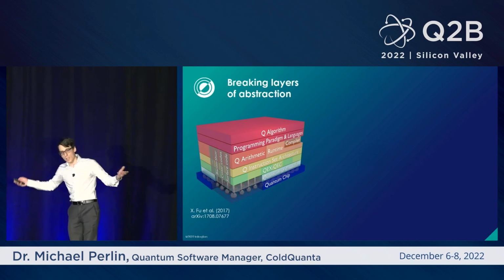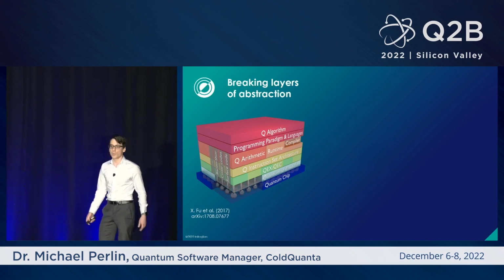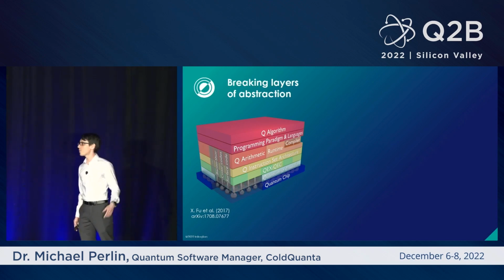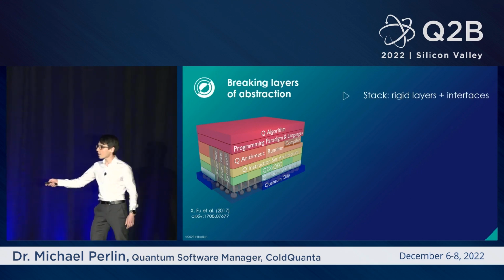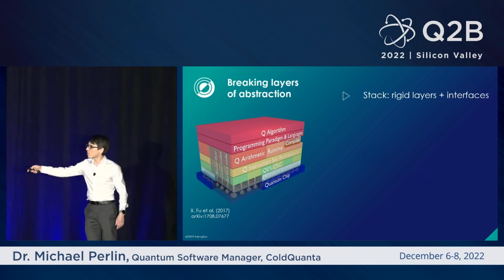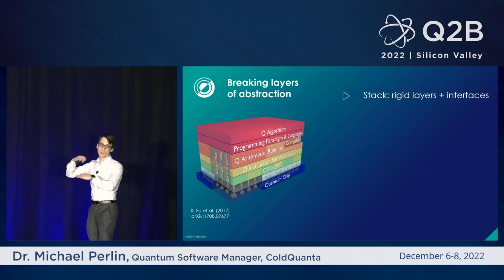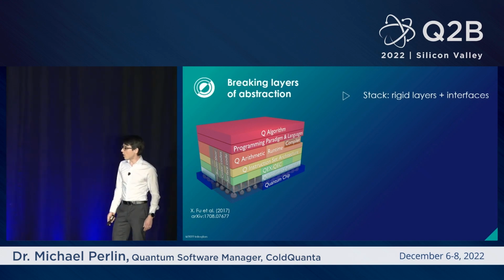So how does it work? What's the basic idea? Well, the basic idea is to break layers of abstraction. Traditionally, software is organized into what's called the software stack, which consists of lots of rigid layers and well-defined interfaces between them. So why do we do this?